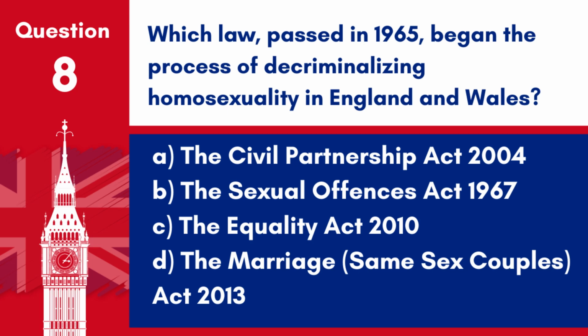Question 8. Which law, passed in 1965, began the process of decriminalising homosexuality in England and Wales? A. The Civil Partnership Act 2004, B. The Sexual Offences Act 1967, C. The Equality Act 2010, D. The Marriage, Same-Sex Couples Act 2013.